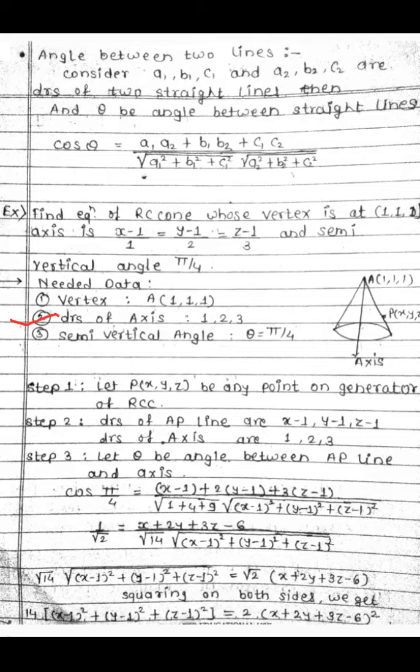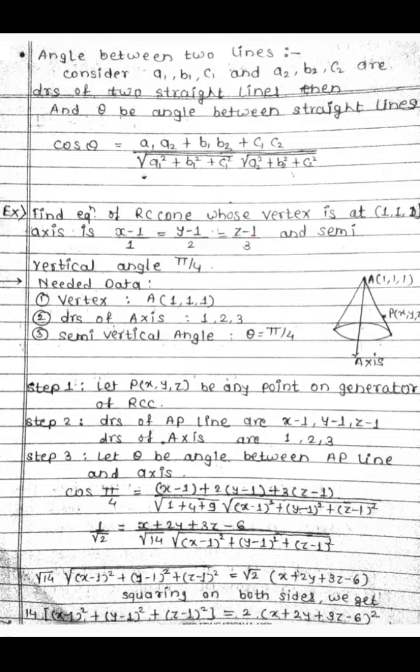So look at the equation of the axis. In this axis, the direction ratios are given in the denominator: 1, 2, and 3. So these are the direction ratios of the axis. This is also given information. Third, we require the semi-vertical angle, and it is again given in the example. It is pi by 4. So theta is pi by 4.